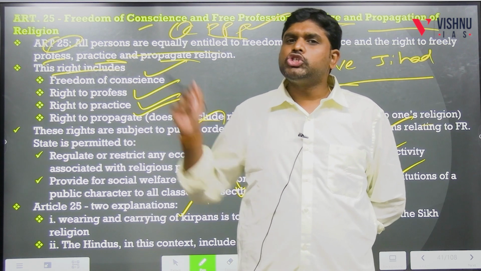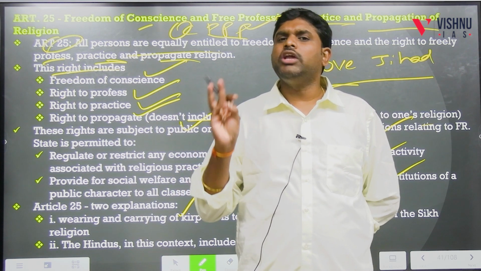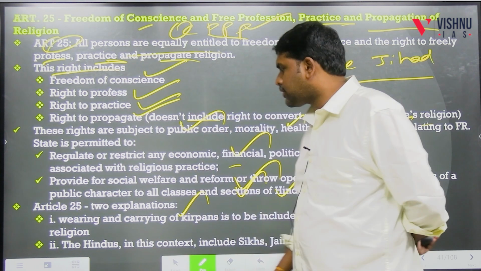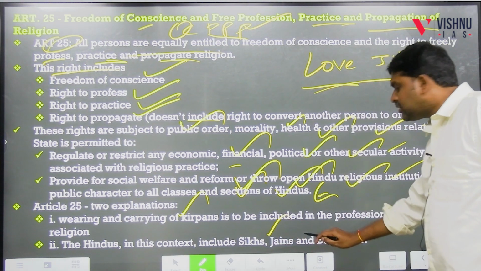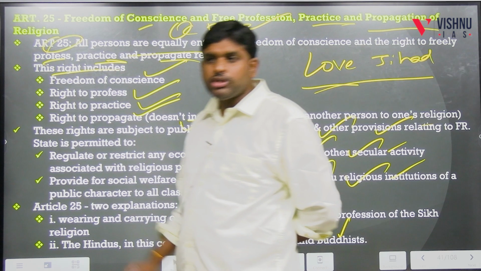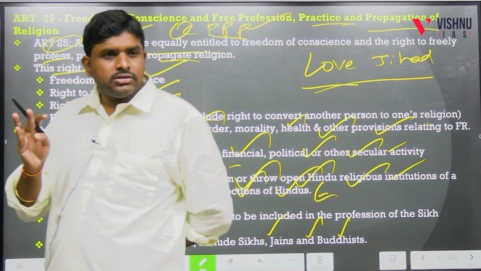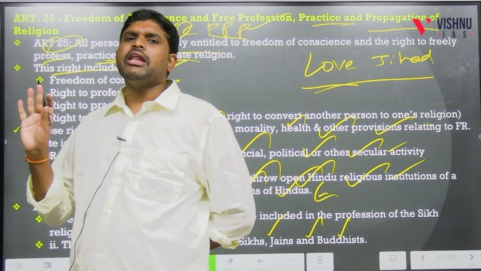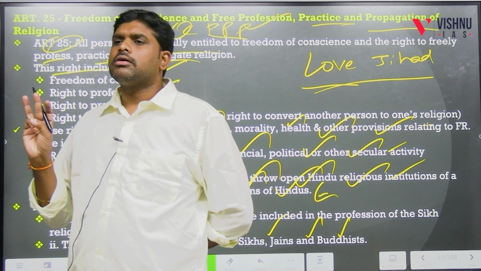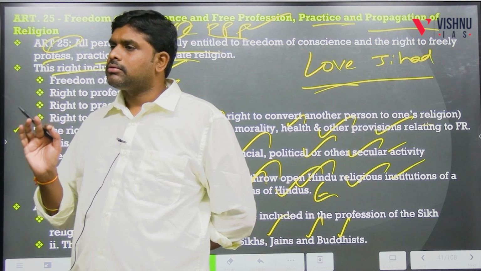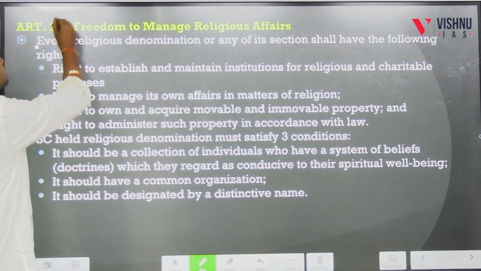Again, the Constitution of India says that Hindus means not only Hindus, but also Buddhists, Jains and Sikhs. Hindus is a combination of Sikhs, Jains and Buddhists. Article 25 mainly talks about CPP: Conscience, profession, propagate, practice.